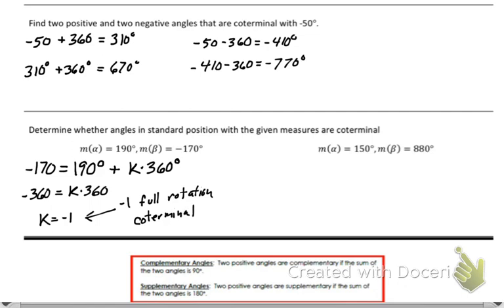Which method's easier though? Subtracting 360 or doing this? And maybe they're both the same for you. I'm just saying there's multiple ways to do it. I'm not going to make you write K's and do it this way on the test. If I was taking a test and it was this close, I would subtract 360. And if it comes out to this, coterminal. If not, not coterminal. Alright? So pick the easiest method for your situation.